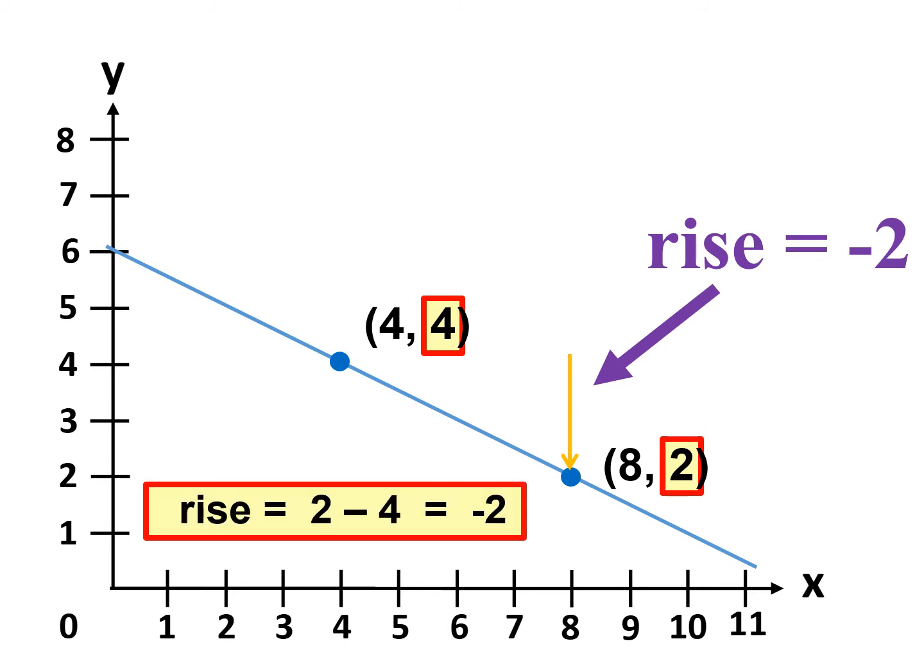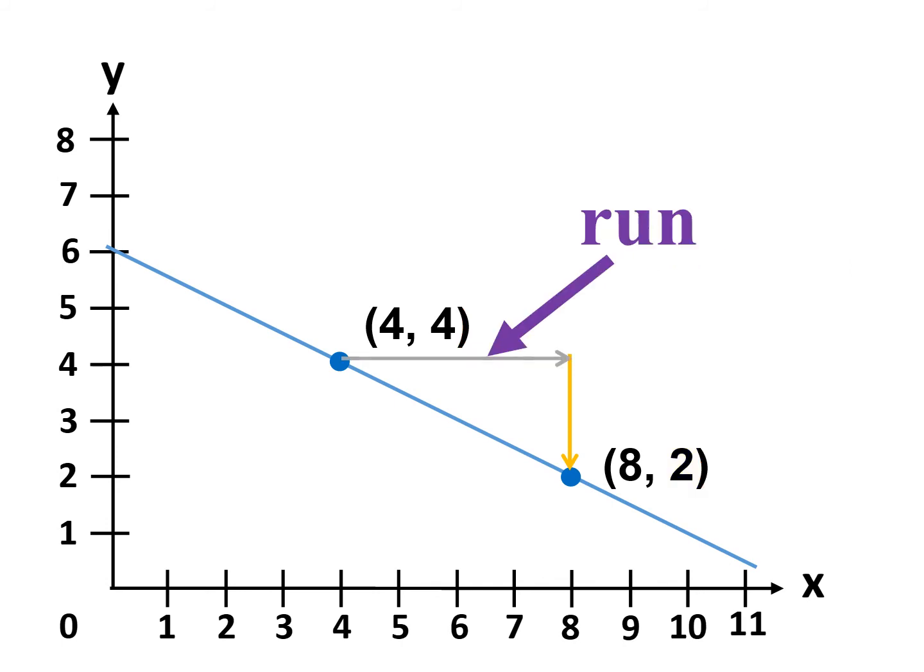In fact, when we plug our numbers into our formula, that's what we get. 2 minus 4 is equal to -2, which is equal to our rise. Next, let's get the run. The run will always be positive if the ant is walking from left to right. In this case, the run is 4. So the ant travels sideways 4 units.